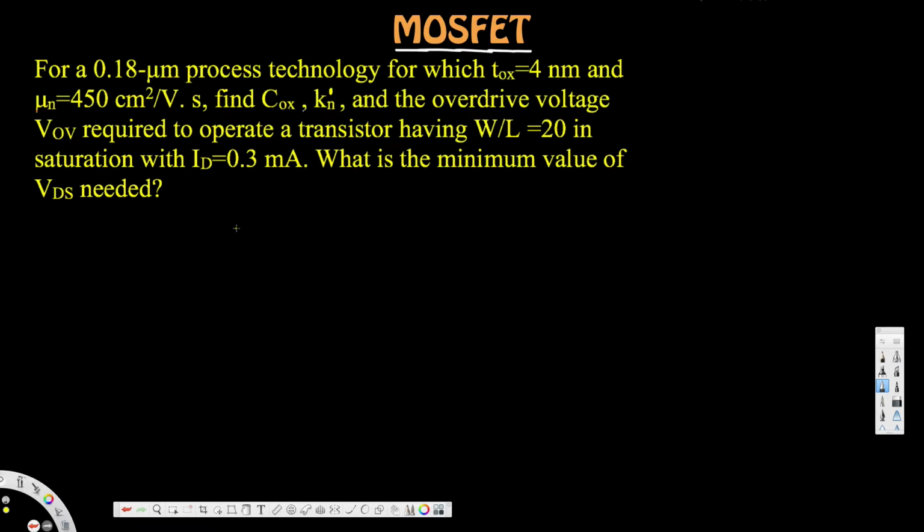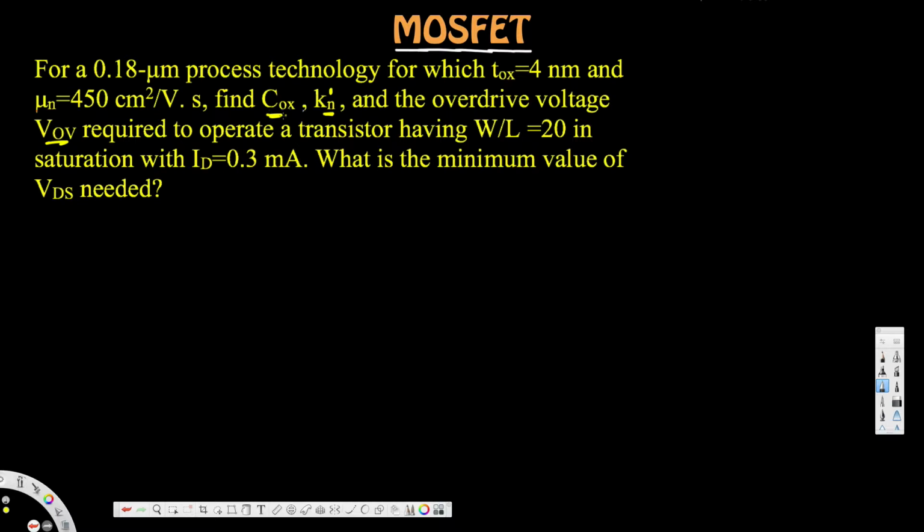Let's look at this problem right here. This question is asking for a 0.18 micrometer process technology for which TOX, that's oxide thickness, is equal to 4 nanometer, and mu(n) is equal to 450 centimeter square per volt second. Find COX, that's oxide capacitance, and Kn prime, that's transconductance parameter, and the overdrive voltage VOV required to operate the transistor having W over L equal to 20 in saturation with ID, that's drain current, equal to 0.3 milliampere.